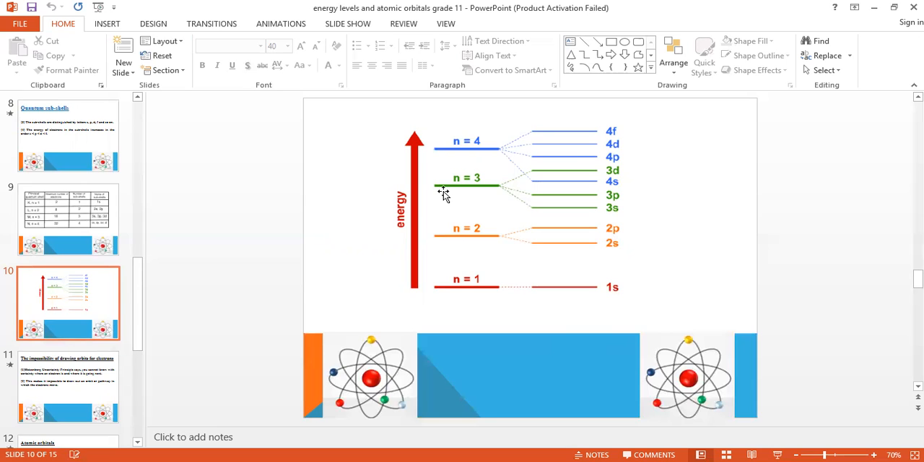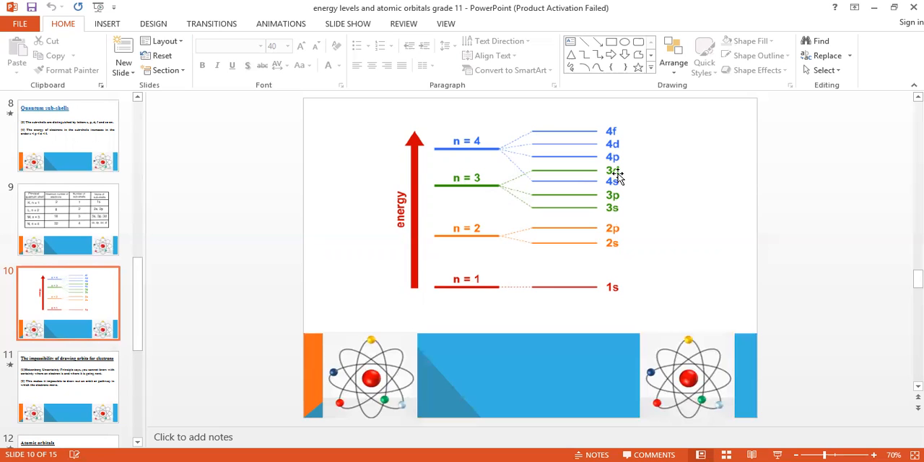N3, three subshells, the green line. Focus on the green line: 1, 2, and this third one. Forget the blue one for a few seconds; I will explain it later. But let's see first from the green point N3. How many lines? 3 lines: 3s, 3p, and 3d. It's clear now?